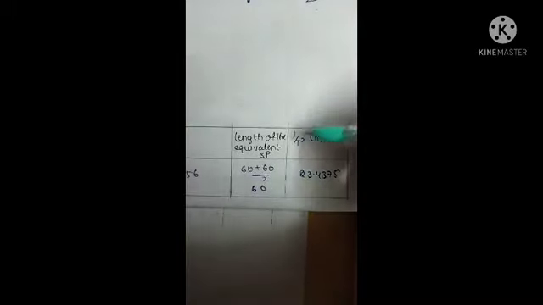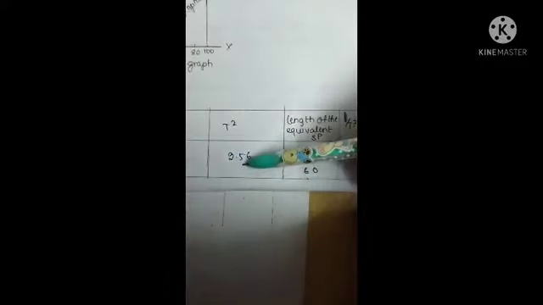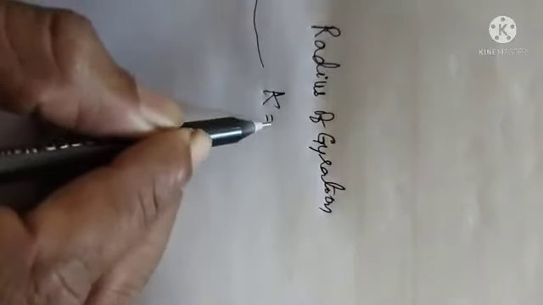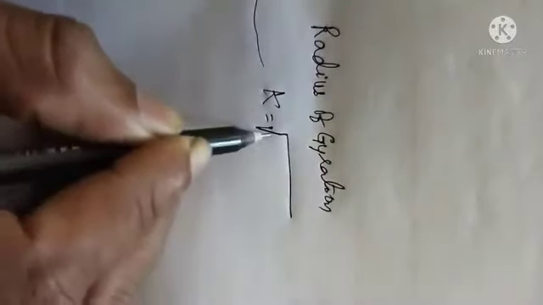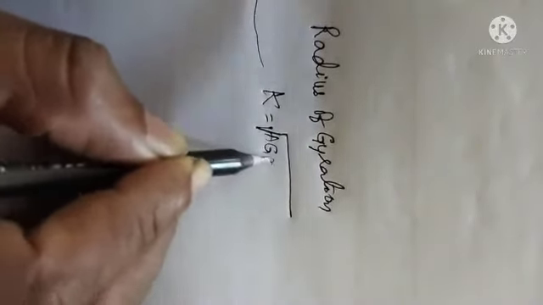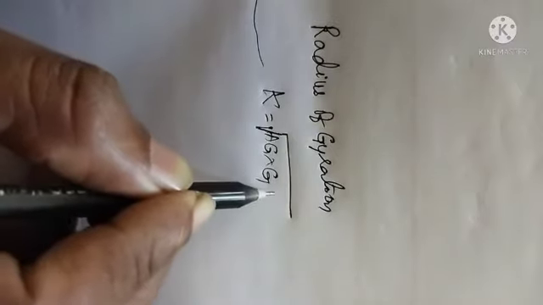Now the formula is L by T square. The L value is 60 and the T square value is 2.56. After solving you will get 23. K is equal to root over AG into GC.